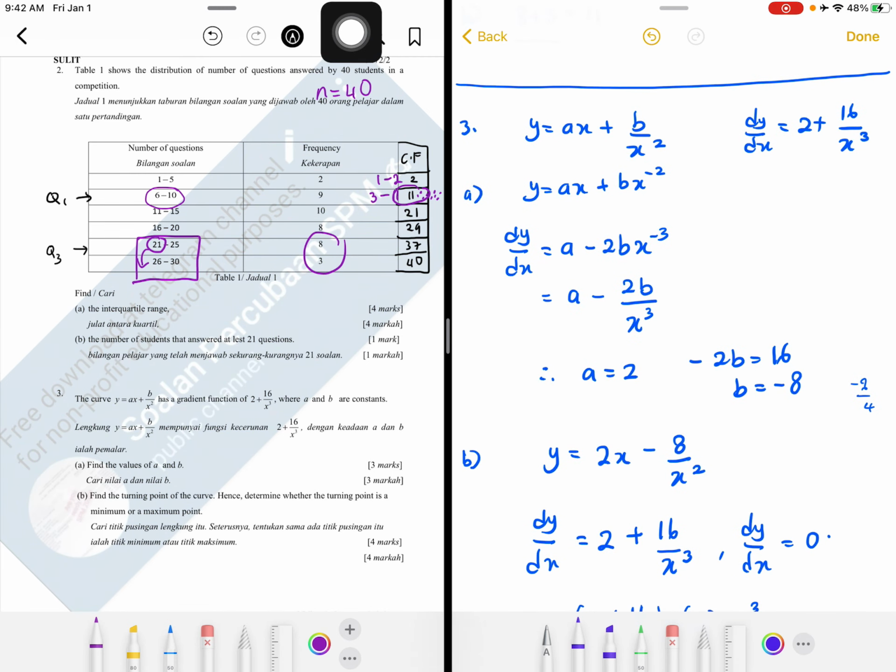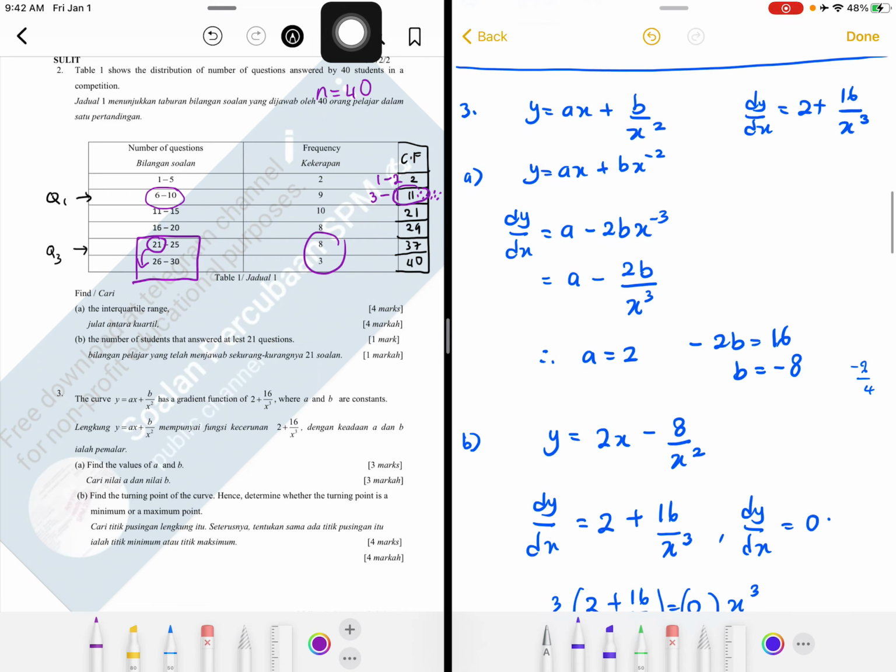Okay, question number 3. Okay, the one that I gave to you, the skema jawapan ni ada sedikit pembetulan. Okay, so this is the way how you do it. Okay, for number 3, this is for differentiation and integration.